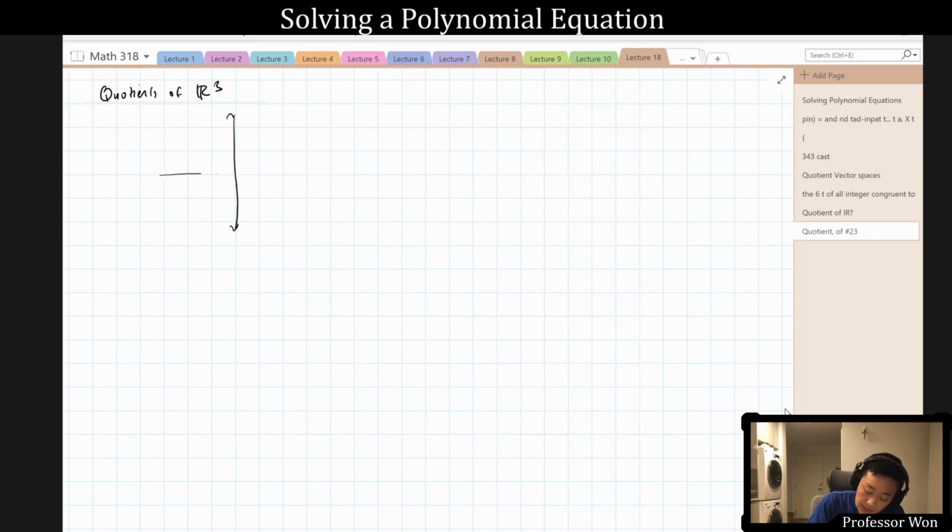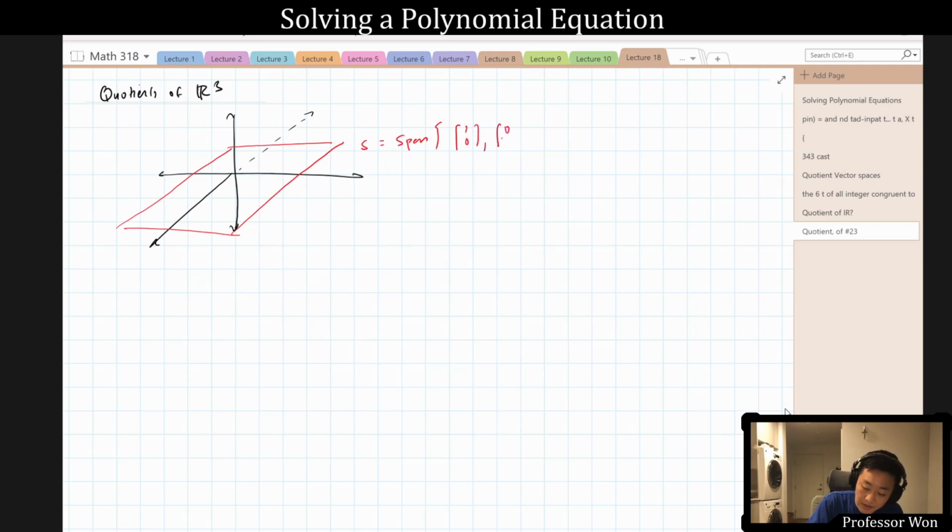Okay, that shouldn't mean anything to you yet. So R3 looks like this, and there are several choices of subspace that we could take. Let's do a very nice one. Let's take the xy plane. All right, so let's let S be the span of (1,0,0) and (0,1,0).